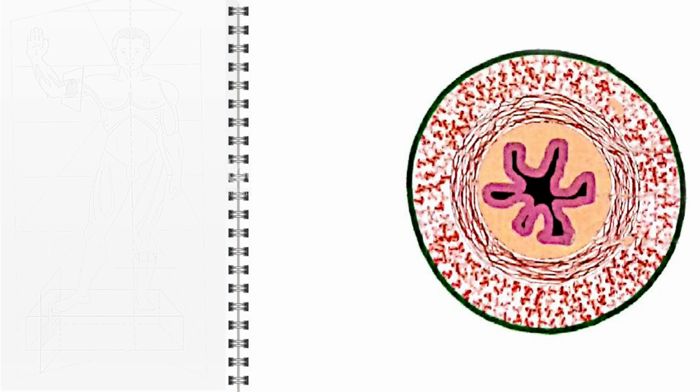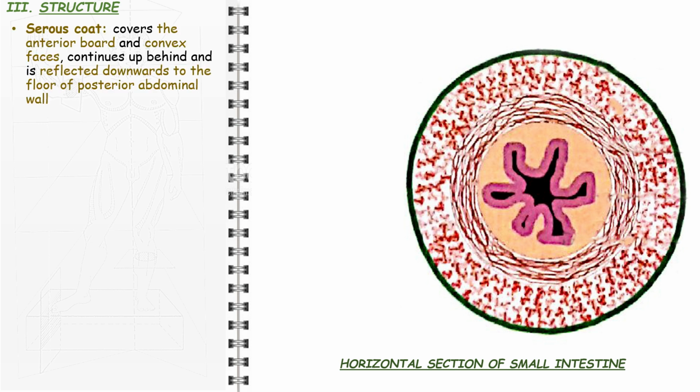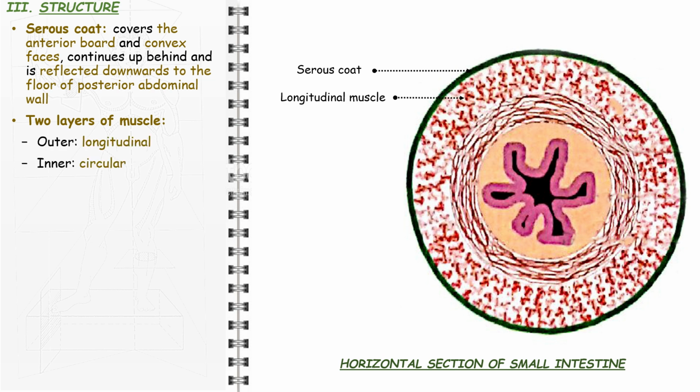Let's now examine the wall of this portion of the gastrointestinal tract and what is special about it. The wall of the jejunum and ileum is formed of 4 layers. The serous coat is the outer layer. It covers the anterior border and convex faces of each coil, continues up behind and is reflected downwards to the floor of the posterior abdominal wall. The muscle layer is made of 1 longitudinal outer layer and 1 circular inner layer and contains the myenteric plexus of Auerbach. The submucosa is a loose areolar connective tissue that contains the submucous plexus of Meissner.